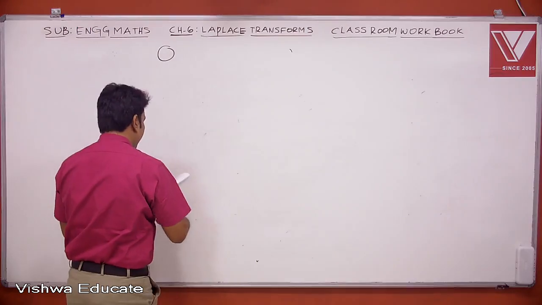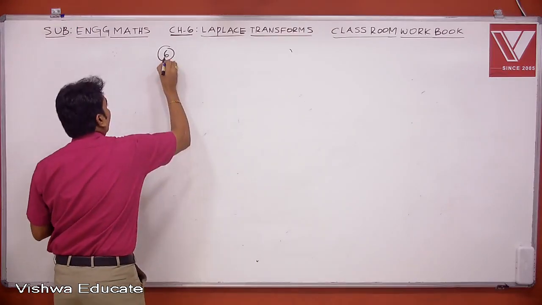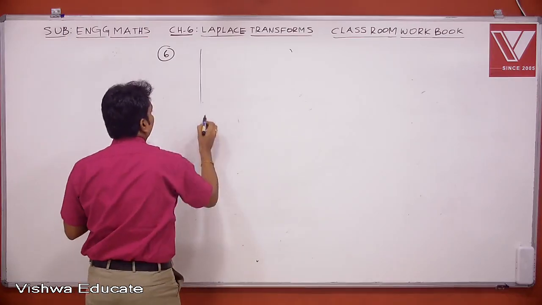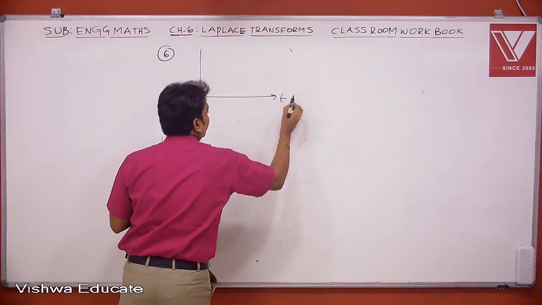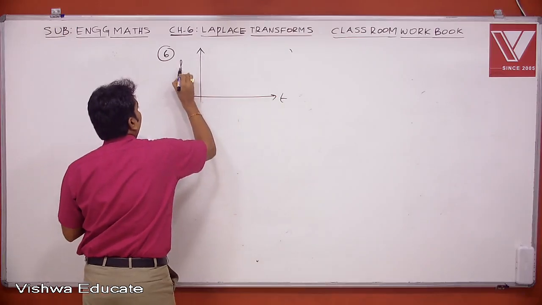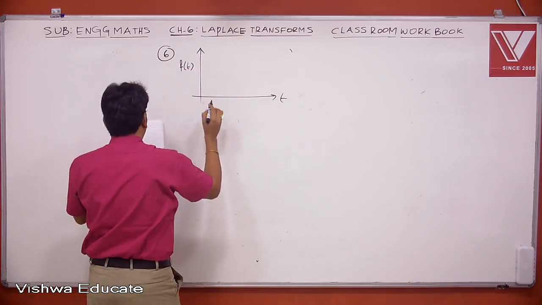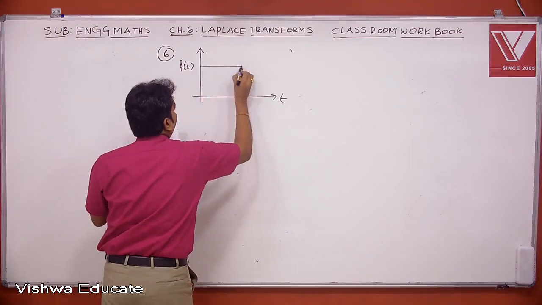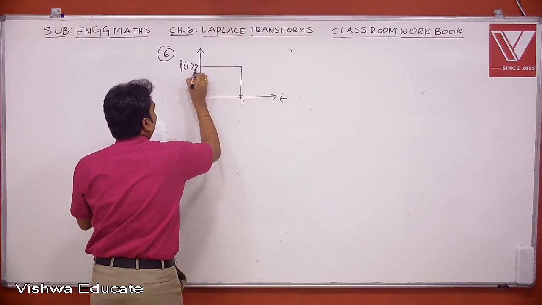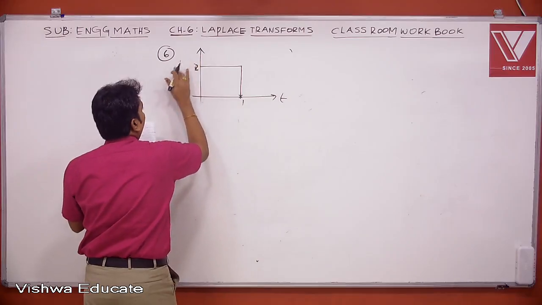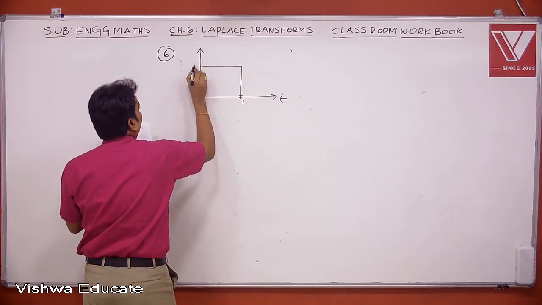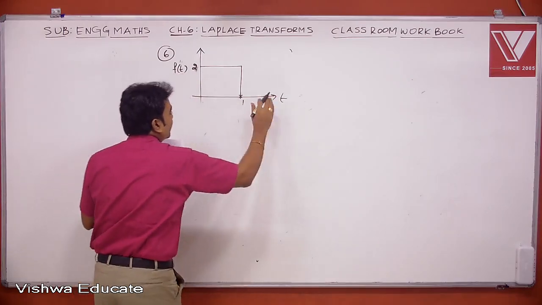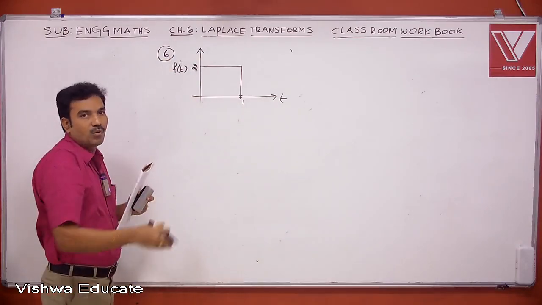Next, question number 6. Given a function f of t like this, this is t and this axis is function f of t. So this is 1 and this one is 2. This is 2. This is f of t. So t is on the x-axis, f of t is on the y-axis.